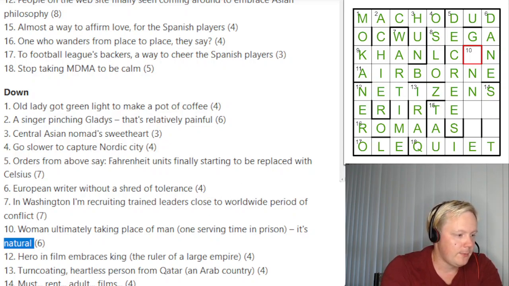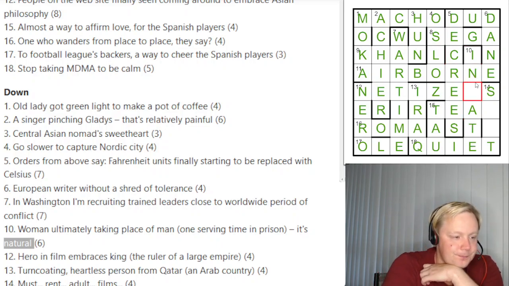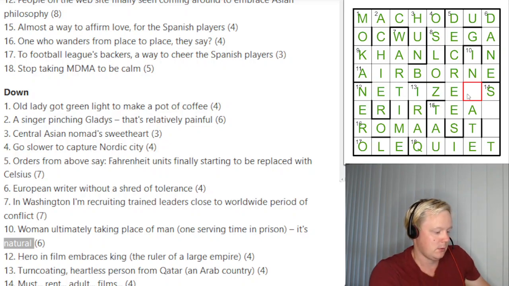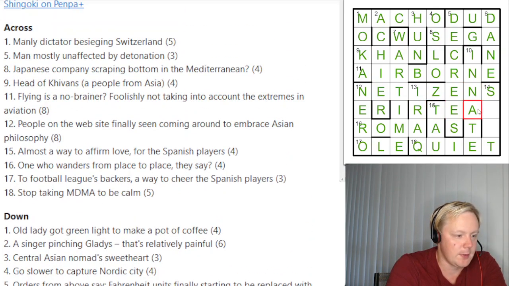So if we take the word inmate with M here, inmate, and we replace the M for man with N, you get innate, which is natural. And now maybe this 15 will come back to me.